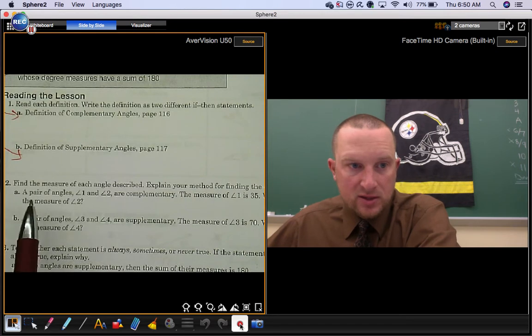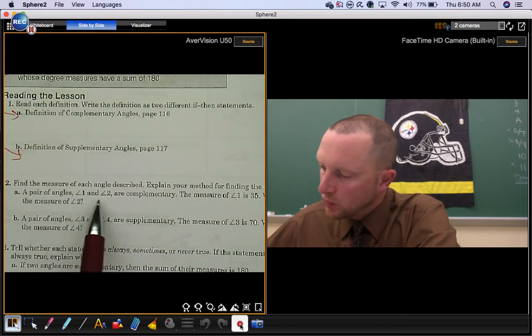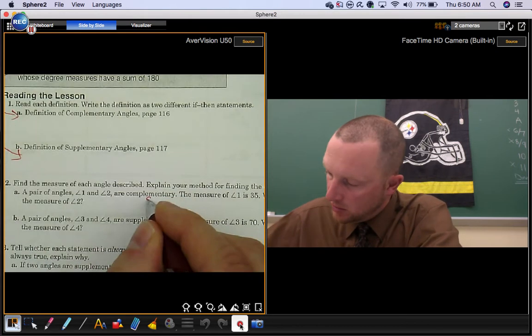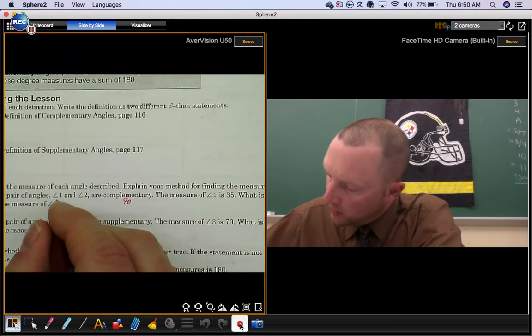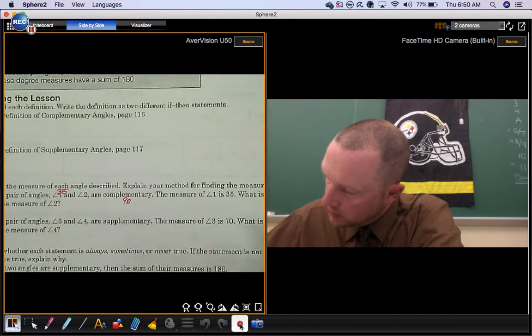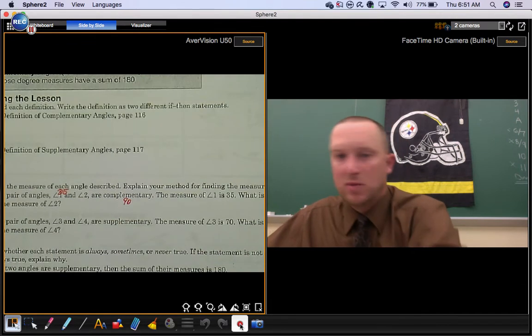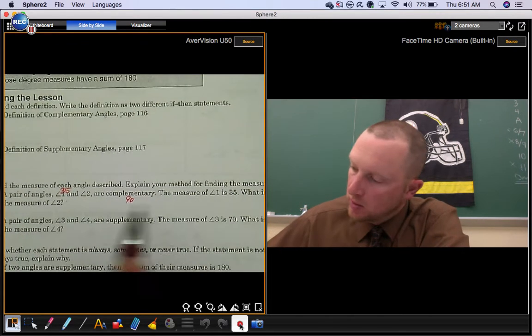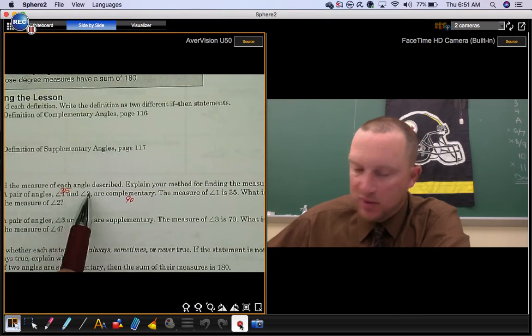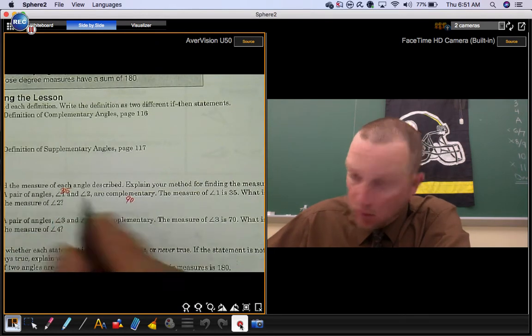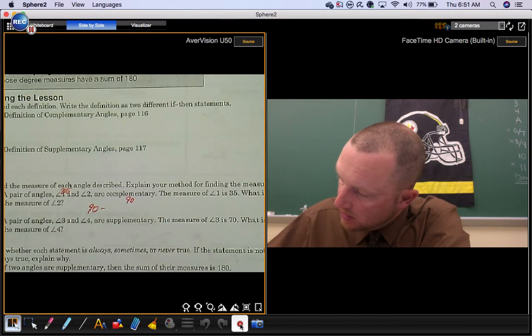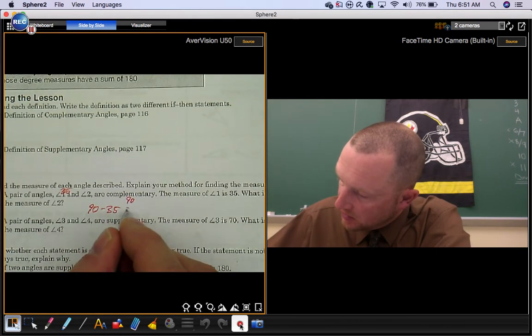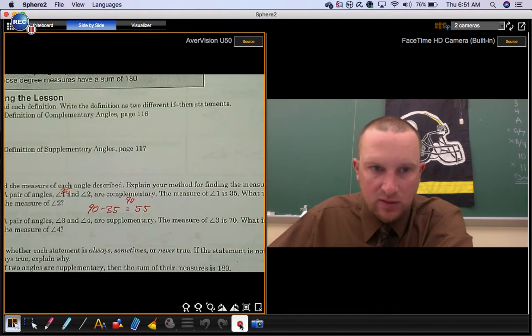So part A says this: a pair of angles 1 and 2 are complementary. That means they add to 90. The measure of angle 1 is 35. What is the measure of angle 2? Well, these two angles need to add up to 90. You know one of them. So here's my method of finding the answer. 90 minus 35 equals 55.